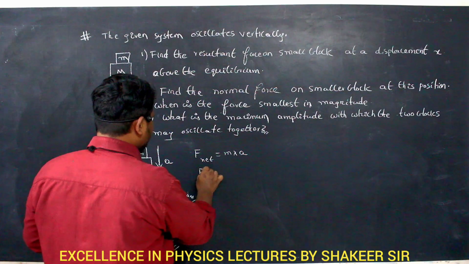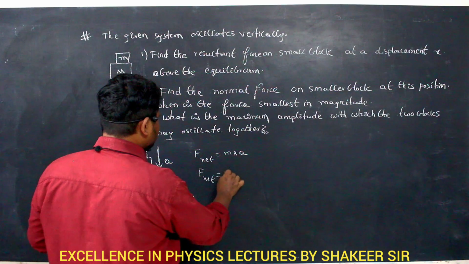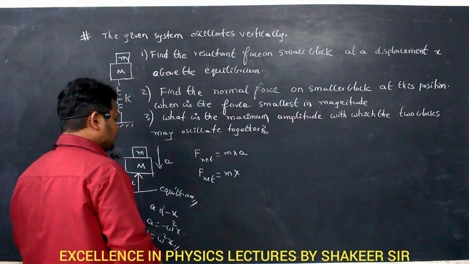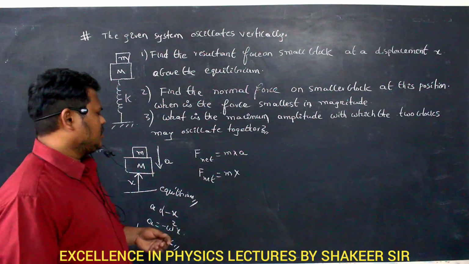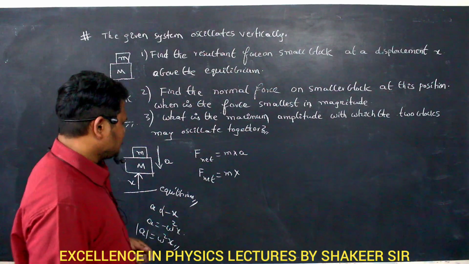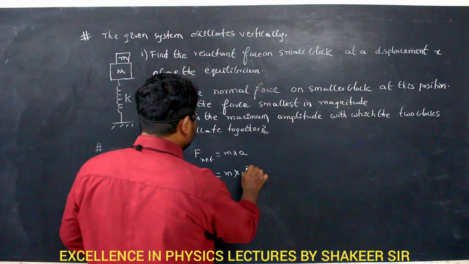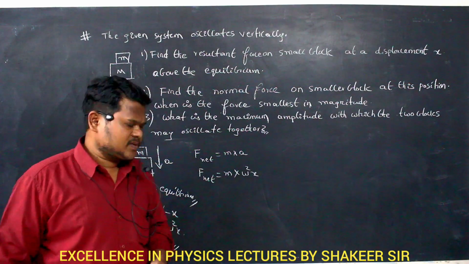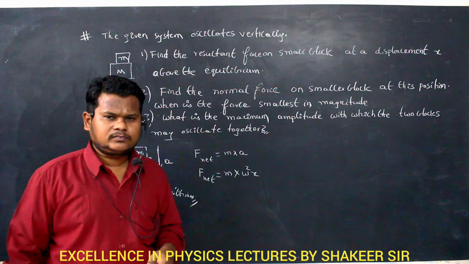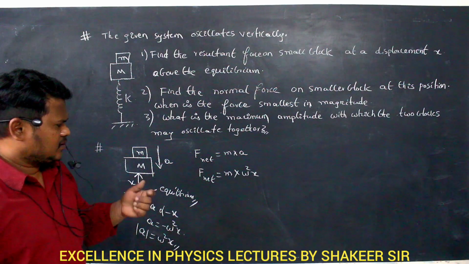So the net force acting is equal to the mass of the small block, which is small m, into the acceleration. And what is the acceleration? Acceleration is nothing but omega square into x. But is the omega value given here? The omega value is not given. Then what can I do?